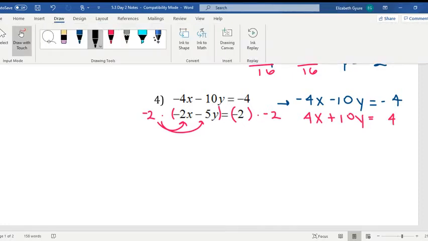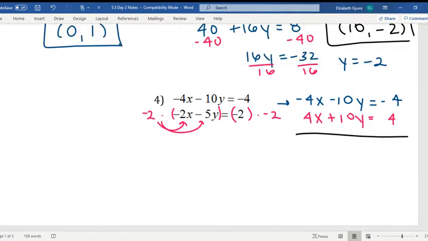Well, this is interesting. Anyone know why I think this looks awfully interesting? Everything cancels. We got a -4x and a 4x. They're gone. A -10y and a positive 10y. They're gone. A -4 and a positive 4. Guess what? They're gone too. So everybody cancels. So on the left, we're going to be left with just a 0. And on the right, same thing. -4 plus 4 is also 0.